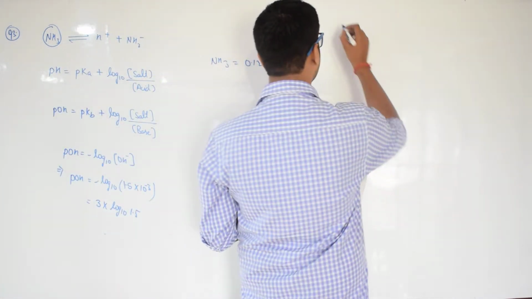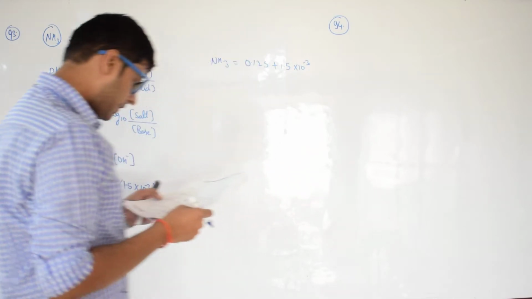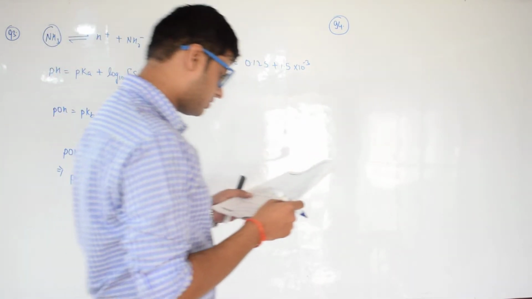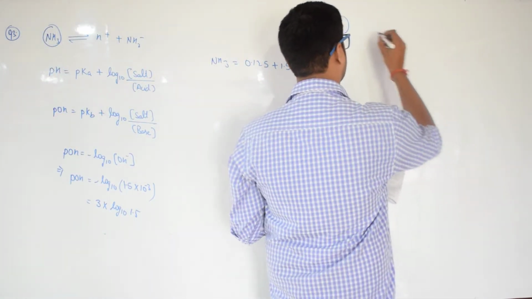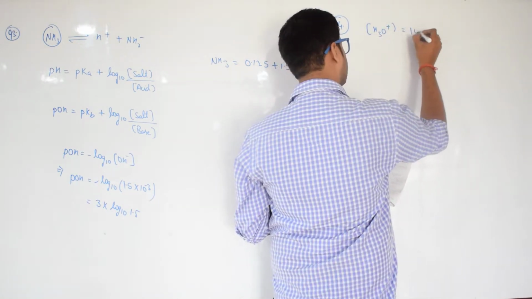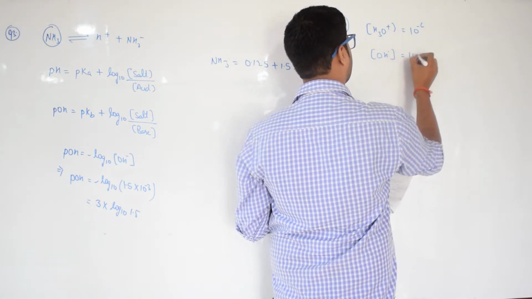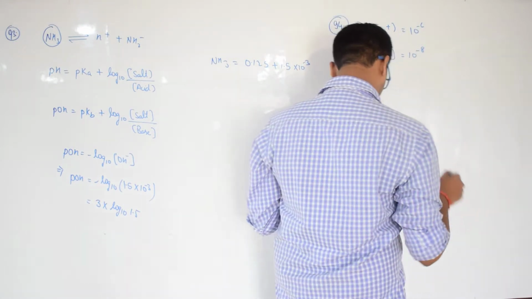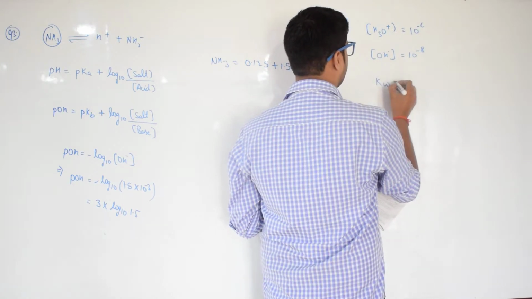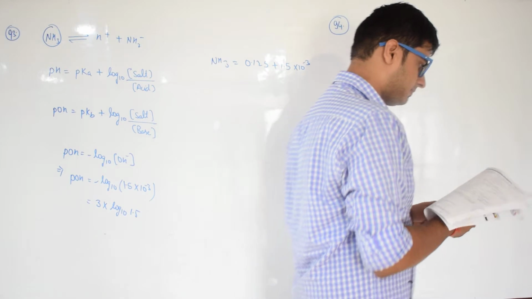Question number 94. At 90 degrees Celsius, pure water has a concentration of this much. The concentration of hydronium ion is given to be 10 raised to the power minus 6, and the concentration of OH minus ion would be equal to 10 raised to the power minus 8. So, the value of Kw would be equal to 10 raised to the power minus 14.